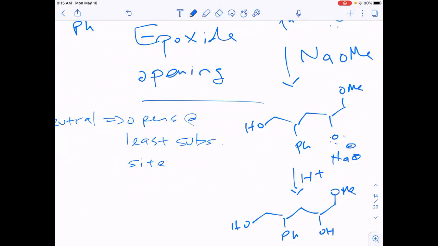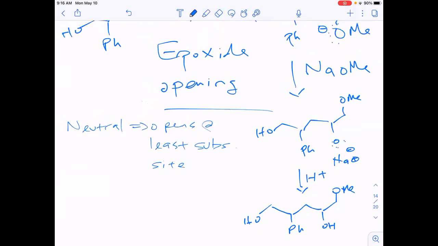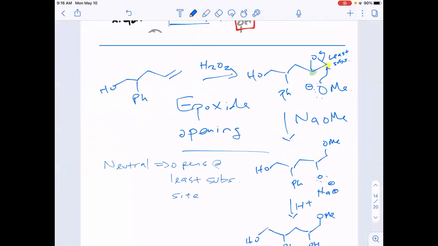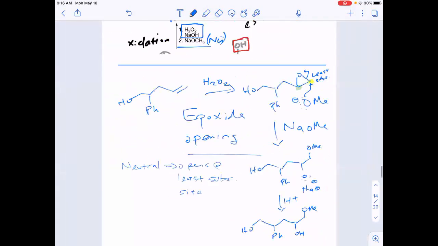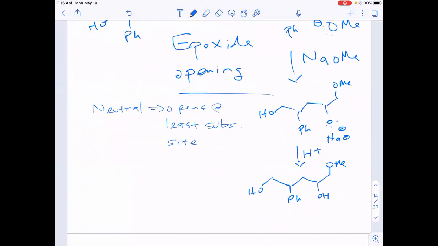So that's an example of an epoxidation followed by an epoxide opening. And the reason I didn't put that on the main sheet is because we did this in part one. Epoxidation and epoxide opening. If you have an epoxide under neutral conditions, then it's going to open at the least substituted site. If it's under acidic conditions, then it's going to open at the most substituted site.